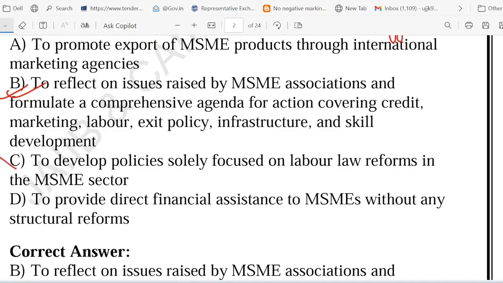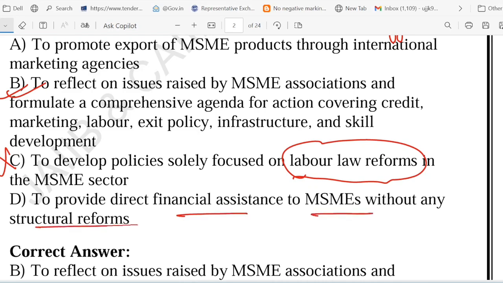It is again wrong. Labor law reform was just one part of this. If the task force only focused on labor, it would miss bigger issues like credit and infrastructure. Option D says to provide direct financing assistance to MSME without any structural reform. This is also incorrect. Why?